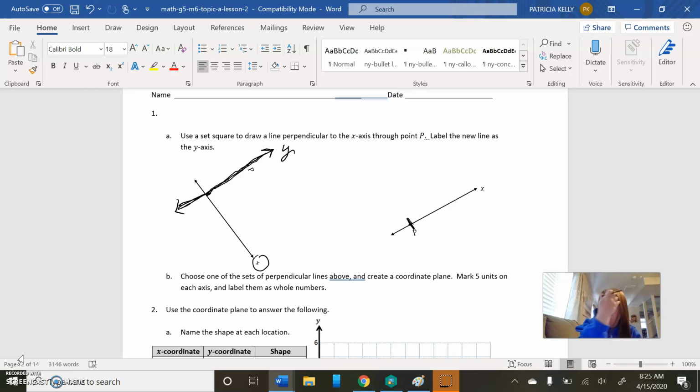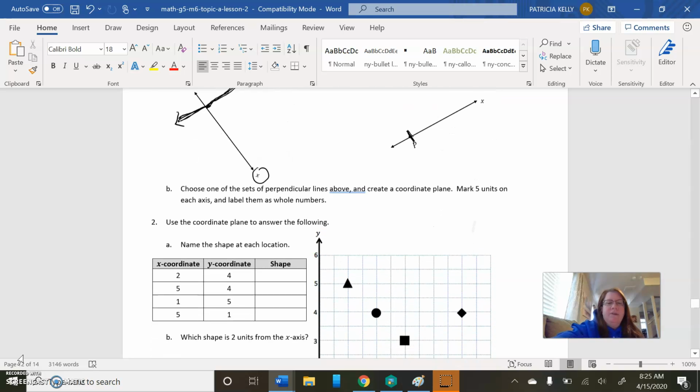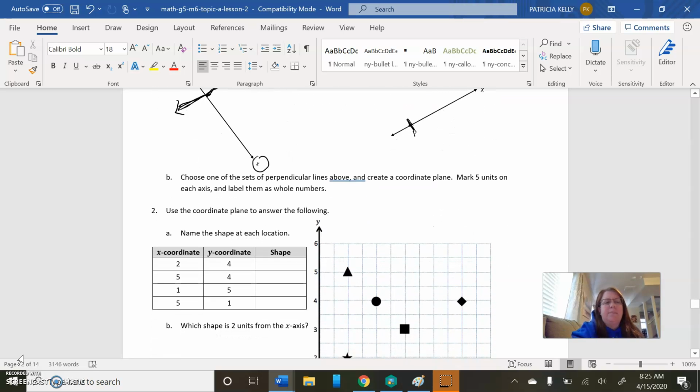When we're talking about coordinates, we're talking about the x and the y. The x is always horizontal, and the y is going to be vertical. Then it says on part B to choose one of the sets of perpendicular lines above and create a coordinate plane. Mark 5 units on each axis and label them as whole numbers.